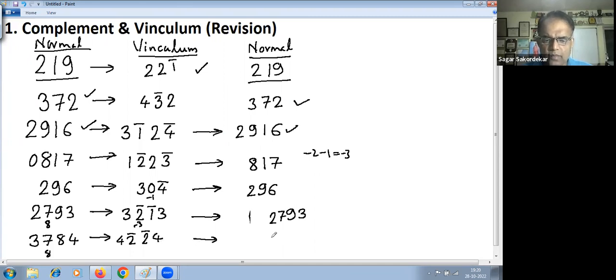Last 4, 2 negative, take complement, complement of 2 is 8, reduce 1. As we have discussed here, this will be minus 3, complement of 3 is 7, reduce 1, 4 minus 1, 3. Any doubt in vinculum back to normal?